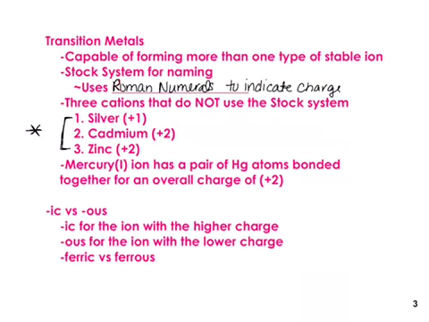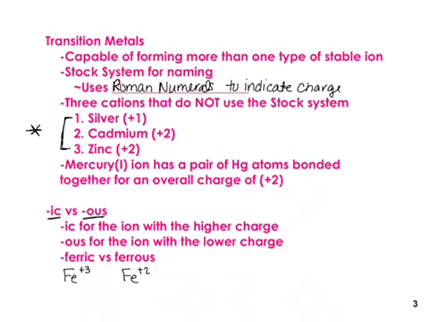Then some clues. When you see words or element names that end in ic and us, it will tell you that ic is the ion with the higher charge and us will be the lower charge. So ferric versus ferrous, they're both iron ions, but ferric will be +3 and ferrous is +2.